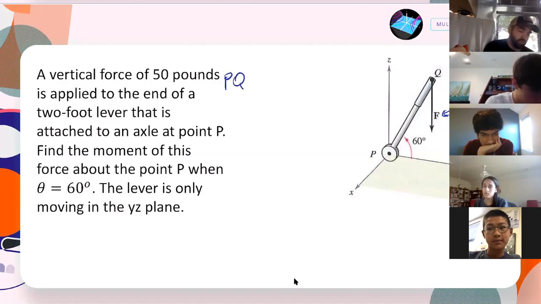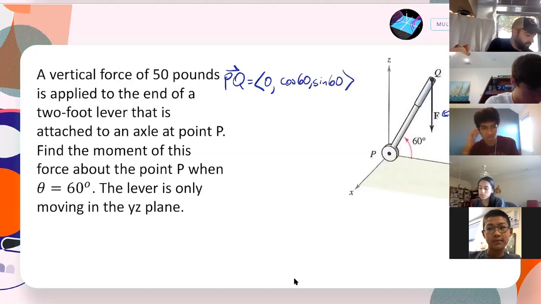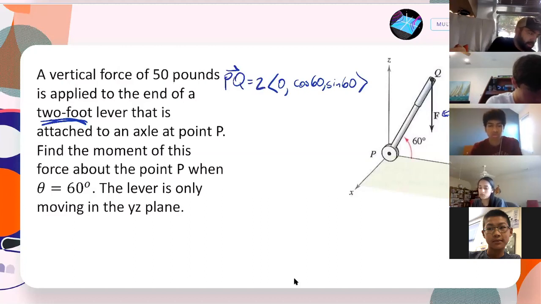So we need a vector for PQ, the lever itself. It's in the YZ plane, which means X is 0. It has to be three-dimensional because we're going to take a cross product. So I have PQ is 0. And then kind of like we do with everything else, I'm just going to use a unit vector, cosine 60, sine 60. But notice that the lever is 2 feet long. So I didn't leave myself room. So I'm going to multiply this by 2. This will come out to 0, 1, square root of 3. So that represents the lever.